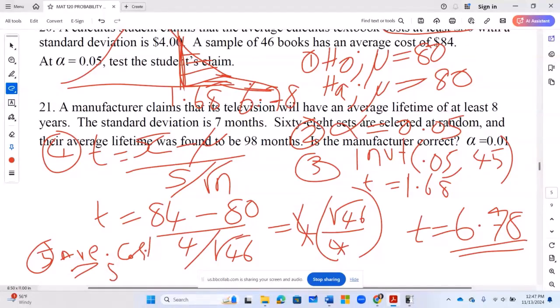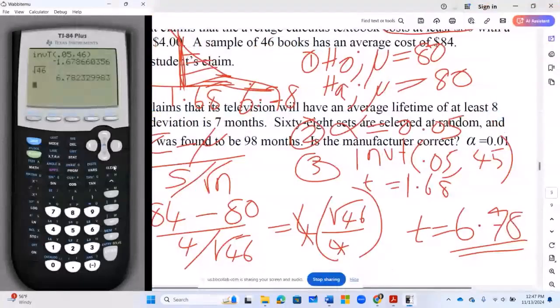Okay. And I can actually put everything in my calculator. So let me go to my calculator and make sure that everything I calculated is right. So I'll go to start, arrow to test. And what kind of test did I do?